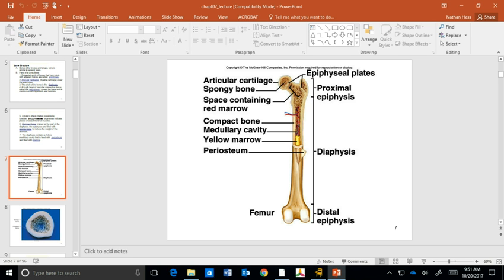The spaces containing it are up here in the neck. This is called the head of the femur. This is the neck of the femur. So it's up in that area there.